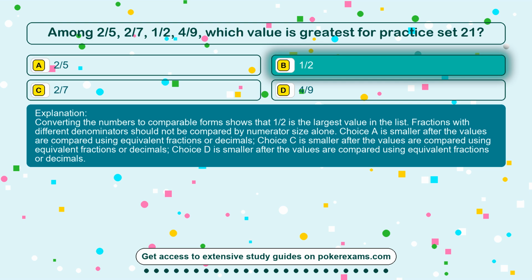Fractions with different denominators should not be compared by numerator size alone. Choice A is smaller after the values are compared using equivalent fractions or decimals, choice C is smaller after the values are compared using equivalent fractions or decimals, choice D is smaller after the values are compared using equivalent fractions or decimals.